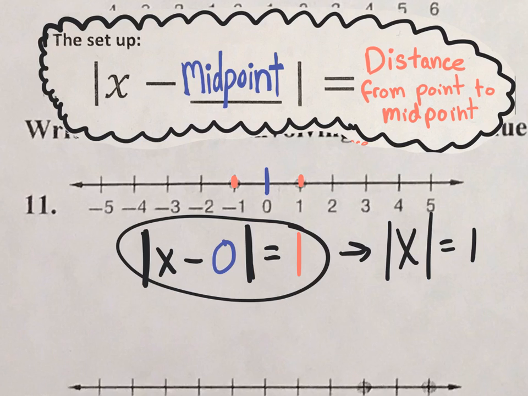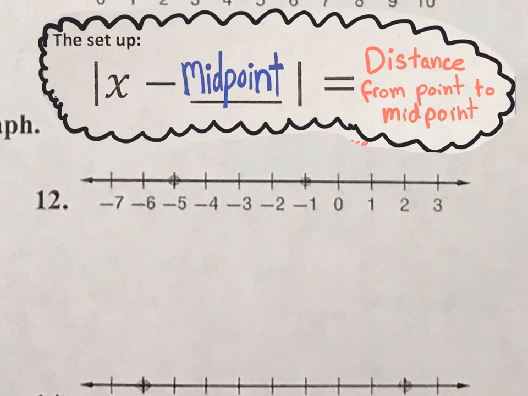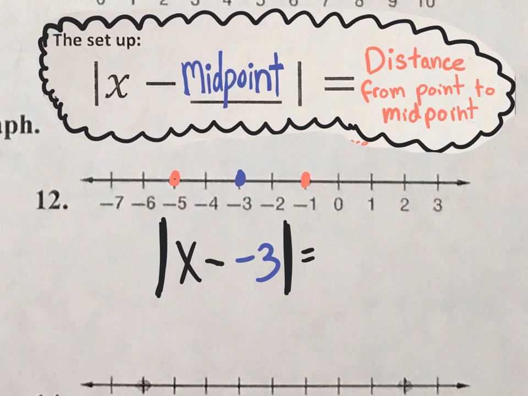Let's try number 12. Number 12, what are our two answers here? Our two answers are -5 and -1. Now, you got to visually see where the middle's at. -3 is the middle, right? Right there. So -3 is the middle point. Let's set up our situation. The absolute value of x minus the midpoint equals the distance from the point to the midpoint. So right here, we're going to put the midpoint, and we just said that the midpoint was -3. Now, you have to write -3.